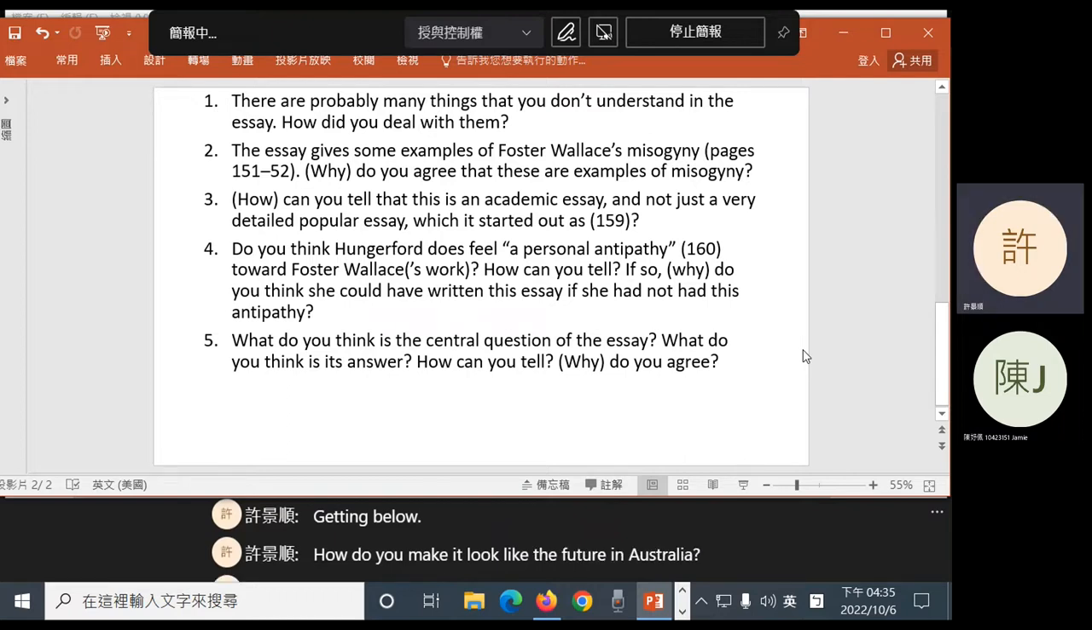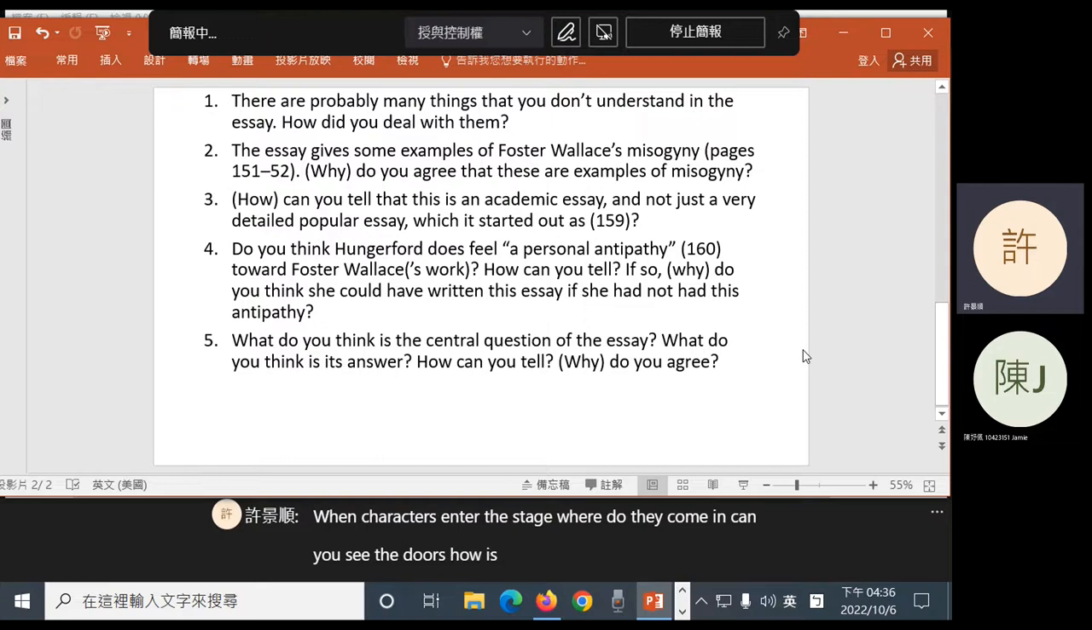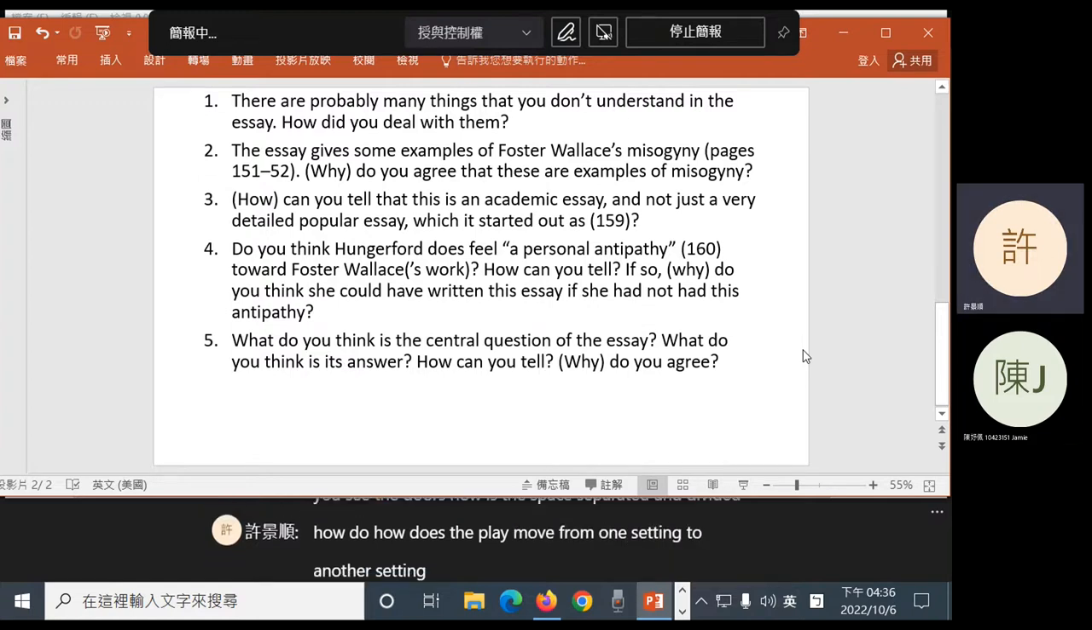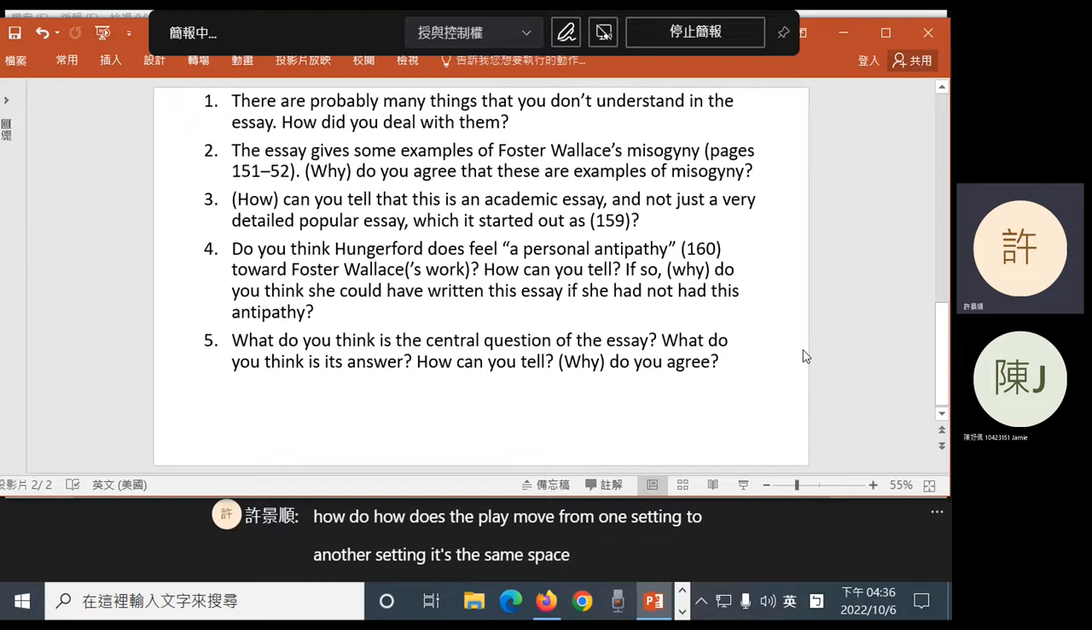When characters enter the stage, where do they come in? Can you see the doors? How is the space separated and divided? How does the play move from one setting to another setting? It's the same space. So how do you change places?